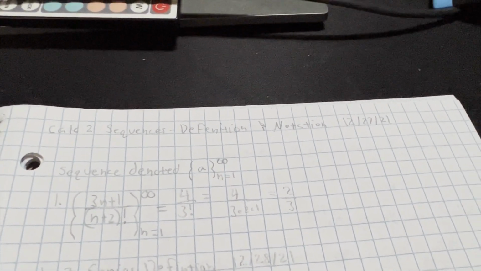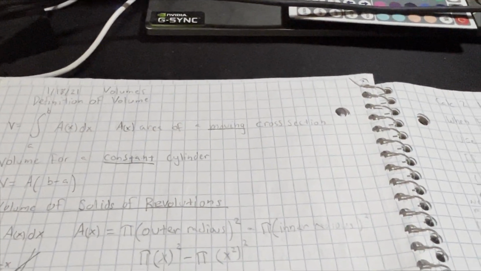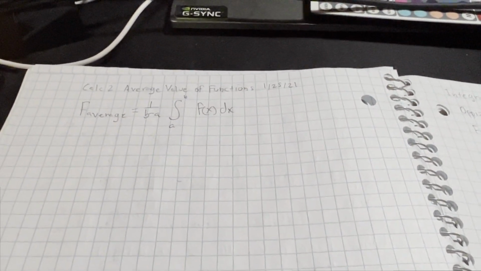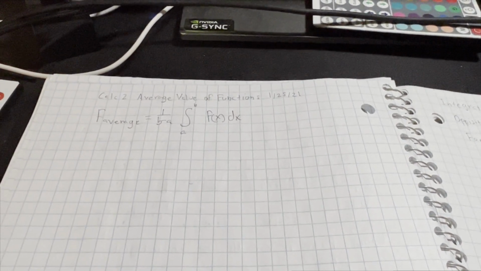Sequence definitions and notations. More sigma notation. Convergence of sequences. Area between curves. Calc 2. Volumes. Definition of volume. Work. This one from physics. Then one line. Average value of a function. Average equals 1 over b minus a, the integral from a to b, f of x dx.